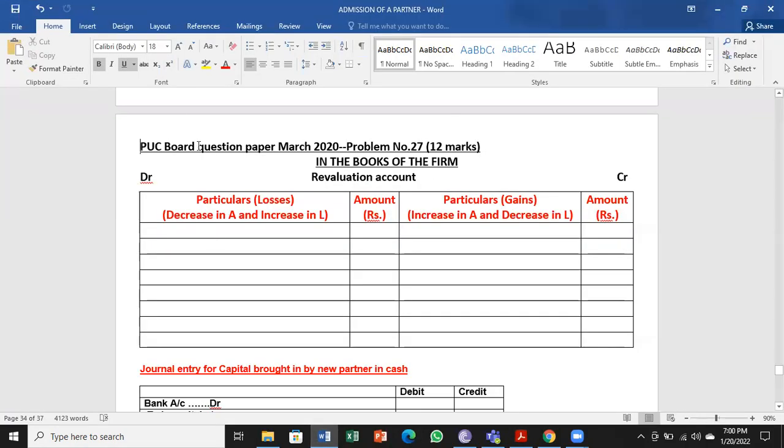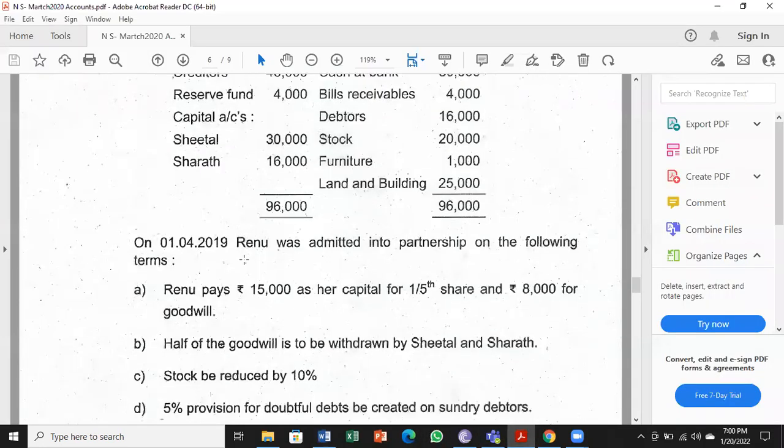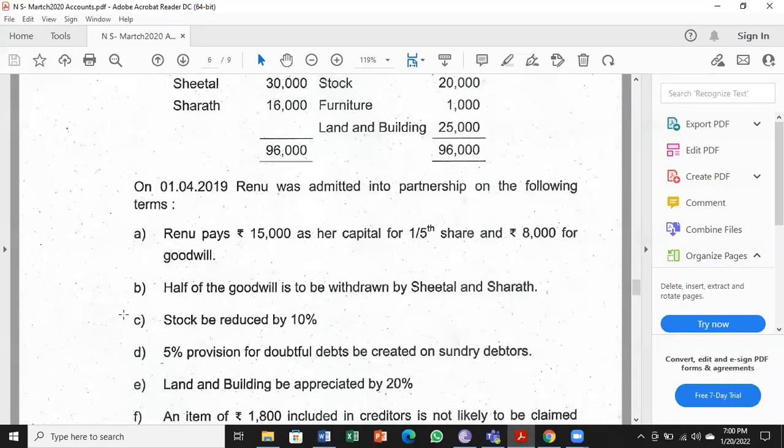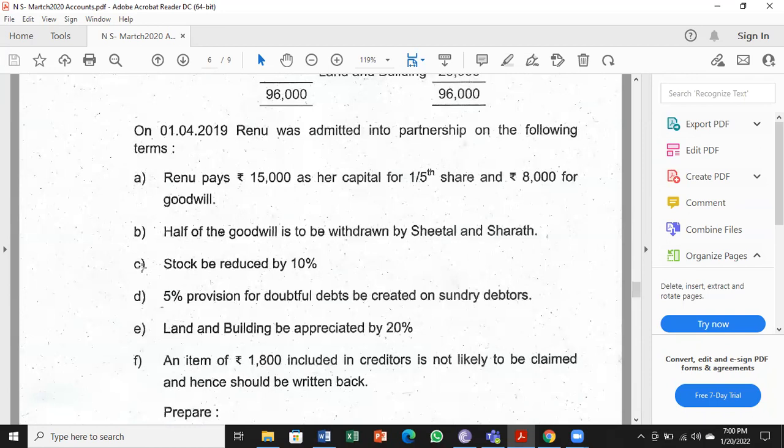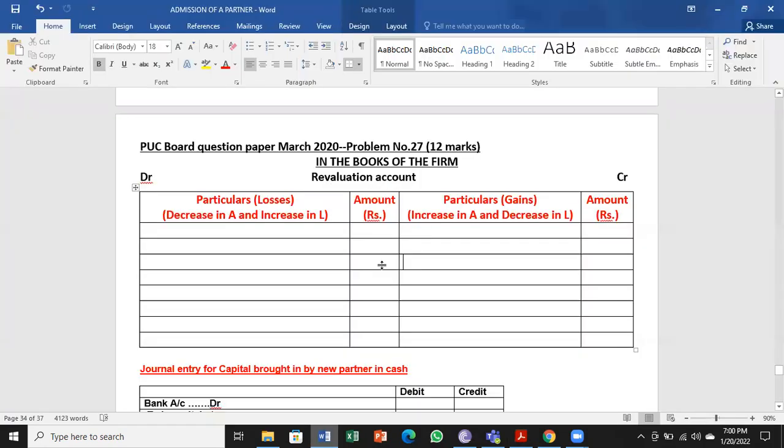So I'll be starting PUC board question paper, March 2020, problem number 27. 12 marks problem. So we have to start with, in the books of the firm, revaluation account. So revaluation account adjustments to be identified. A and B are connected to capital and goodwill, so they won't come. From C onwards, C to F, all adjustments are connected to the revaluation.